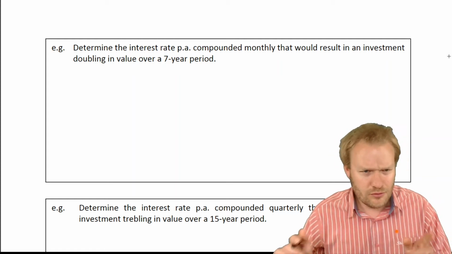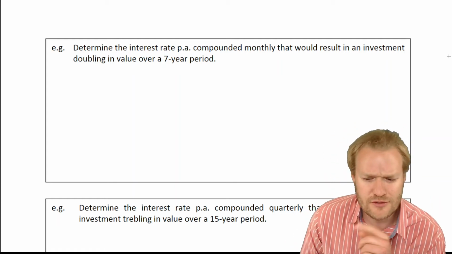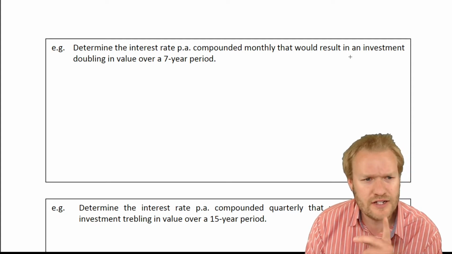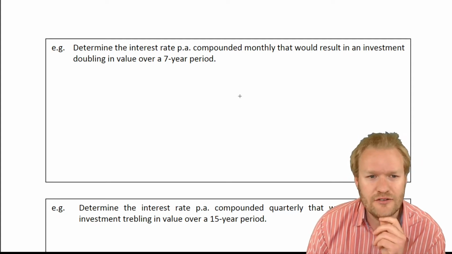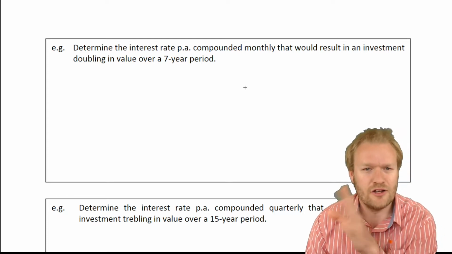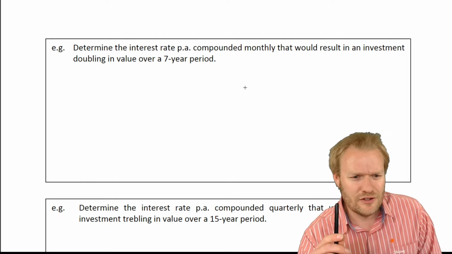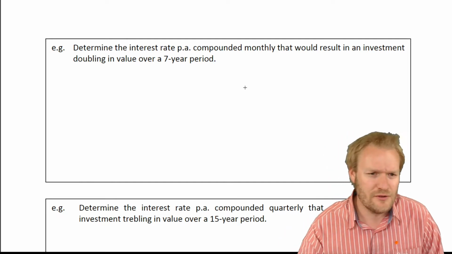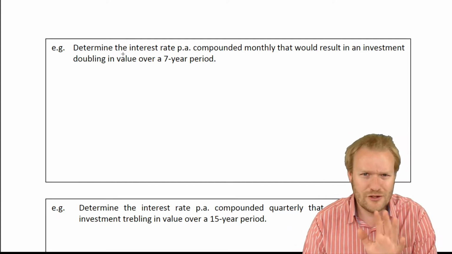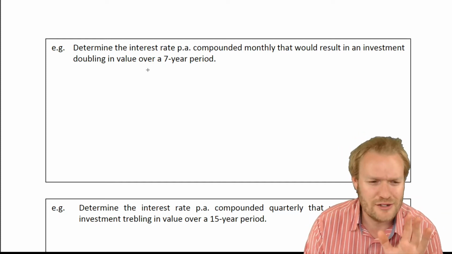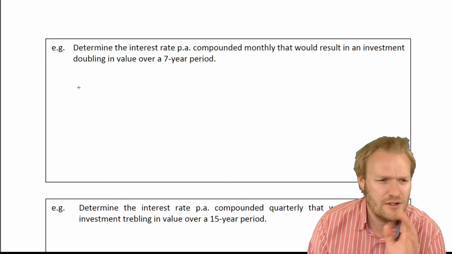Okay, so what are we going to work out here? Determine the interest rate per annum compounded monthly that would result in an investment doubling in value over a 7-year period. So there are definitely two different ways to do this one. I like doing it with x's, but you might prefer to use actual numbers. Let's do it with x's.